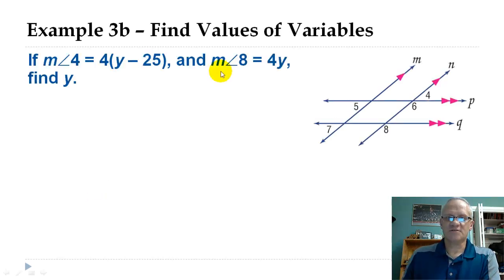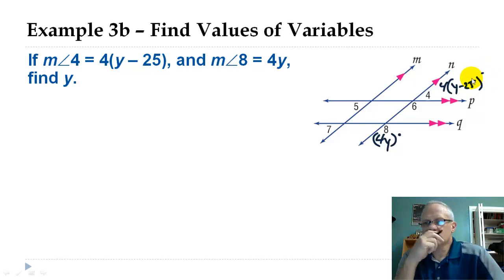As you would expect, it's going to get a little bit more complicated. So let's fill in what we know. We know that angle 8 is 4y, so this is 4y. And then angle 4 up here is 4 times y minus 25 degrees. Okay.